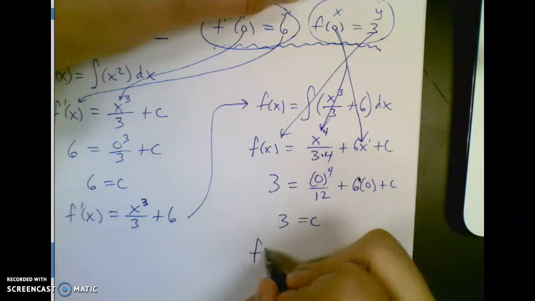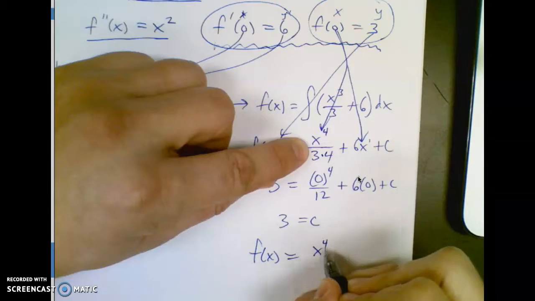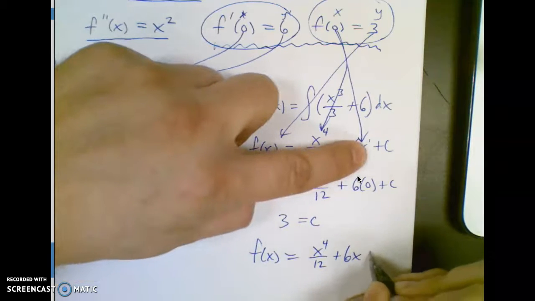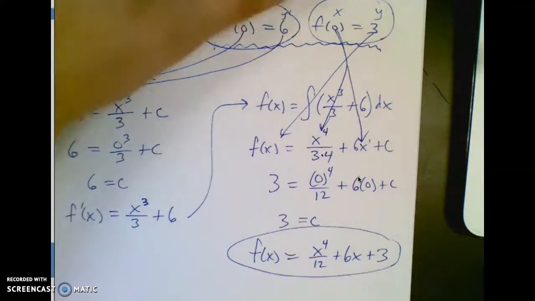So finish the problem off. Don't stop there. The problem really is x to the fourth over 12 plus 6x plus 3. That is your original equation. You can check if you're right by taking its derivative and then the derivative of the derivative and see if you end up with x squared. I bet you do.